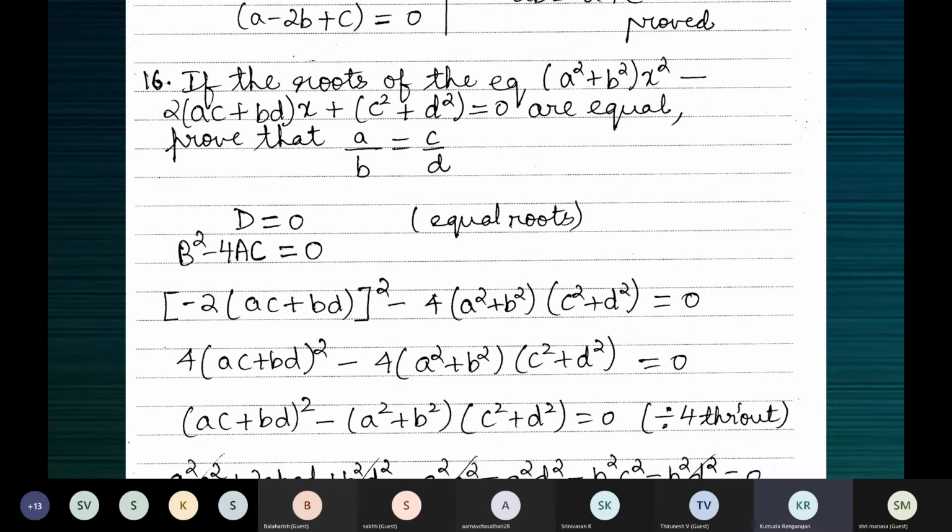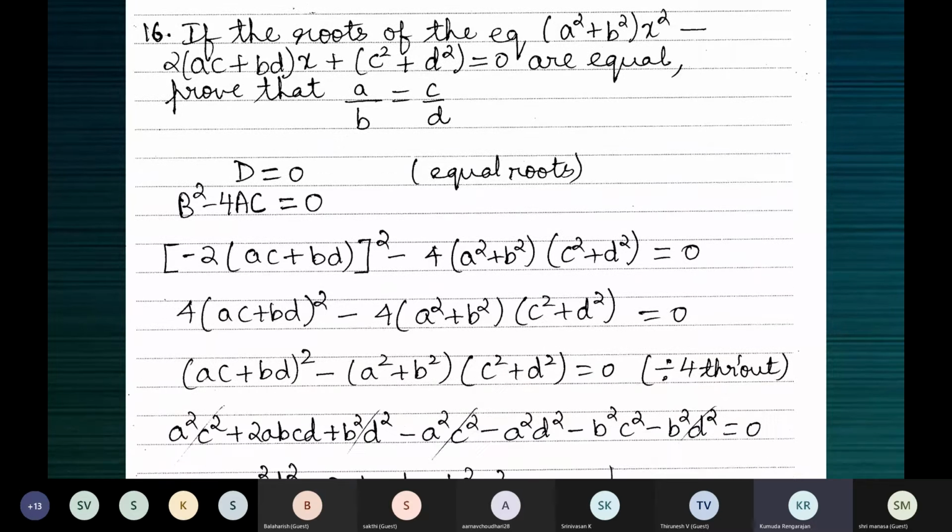Now expand and simplify. Expand this again. You should not make this mistake. When you expand ac, it is a square c square. By mistake, we tend to write ac square. No, this is in the form x plus y the whole square. X squared, a square c square, plus 2 into ac into bd, which is 2abcd, plus y square, bd the whole square, b square d square.